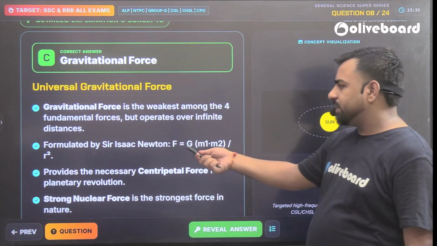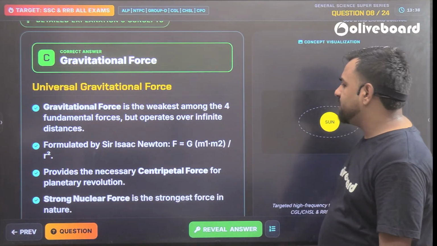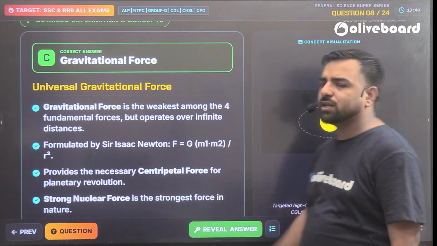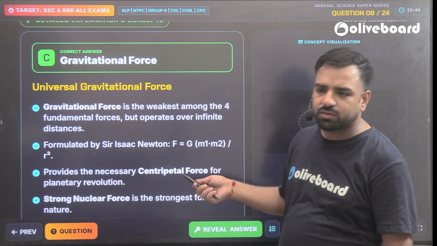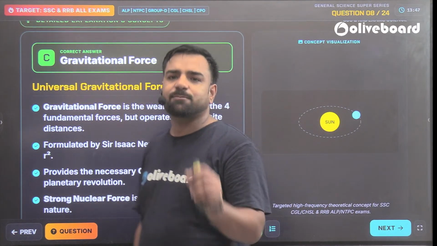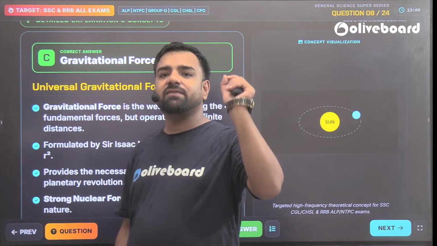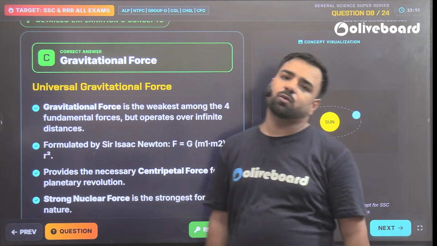Also, the formula is given by Sir Isaac Newton, where F is equal to G m1 m2 upon r square, where m1 and m2 are the masses, r is the distance between the two masses, and G is the gravitational constant, whose value is 6.67 into 10 to the power minus 11 newton meter square per kilogram square.